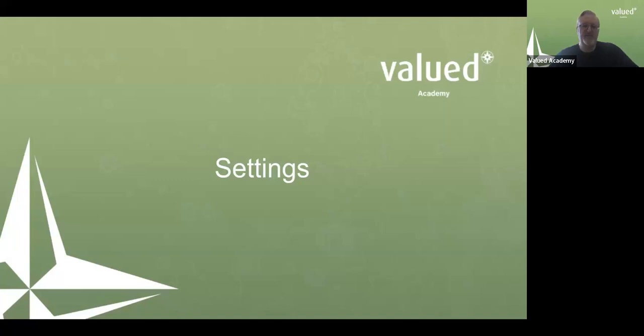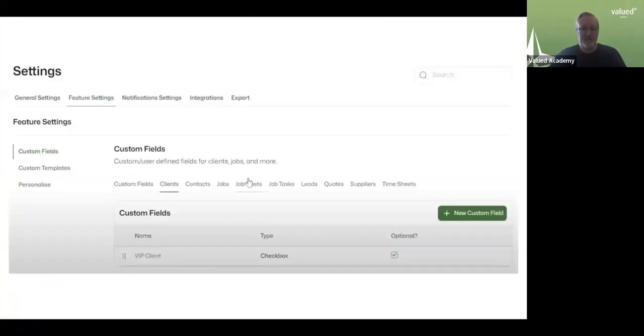We'll take a quick look at some of the settings. Not many of these have been made available, but it gives us an indication of the sort of thing that we can expect. Here, for example, custom field management, we can see that it's a very similar sort of layout. We've still got the overall list of custom fields. We've also then got the lists for clients, contacts, job costs, job tasks, leads. Notice quotes is in there now. Yes, we know that quotes are going to have custom fields in them. Suppliers and timesheets as were previously available as well.